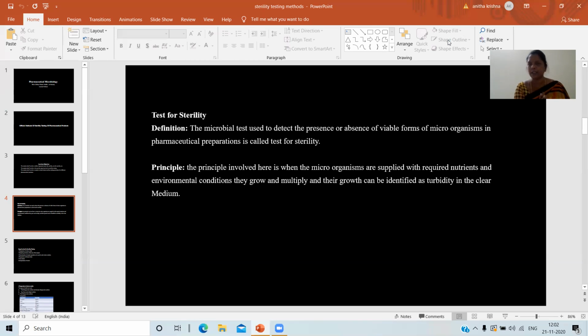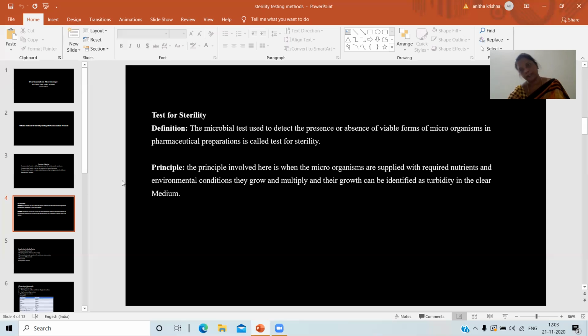Now, talking about the definition of the test for sterility. The definition states that the microbial test used to detect the presence or absence of viable forms of microorganisms in a pharmaceutical preparation is called the test for sterility. So it is a microbial test performed on a pharmaceutical preparation in order to find out whether microorganisms are present or absent. If they are present, in which form, whether viable or dead, whatever the reason is, you have to find out whether the organisms are present or not. That procedure is called the test for sterility.